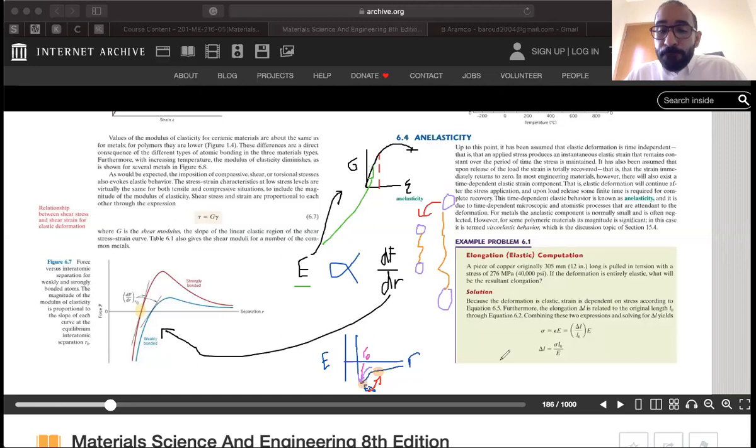And as you can see, it's a linear relation. And once this line starts to deviate from linearity, we can say that's the point where the elastic deformation ends. Now, it's a very difficult task, not an easy task. Let me tell you why.